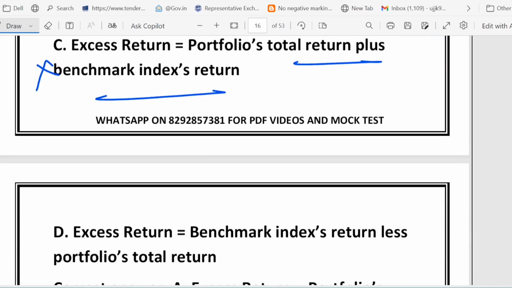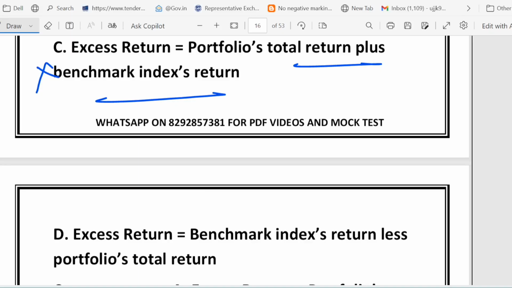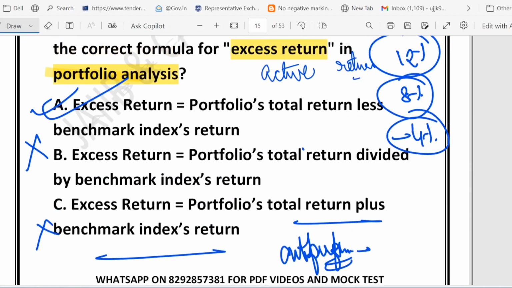It says excess return is equal to benchmark index return minus portfolio total return. This is tricky because it is just the reverse of the correct formula. Two things can happen: your fund can outperform. If your fund outperforms, this would give a negative number. Investors want to see how much you added, not a negative value. So it is not the standard formula. Remember, the correct answer to this question is option A.